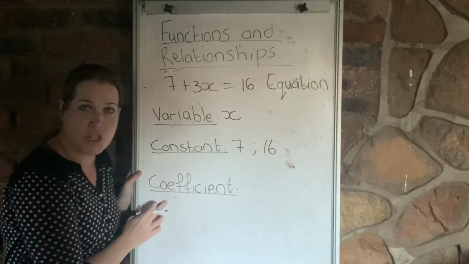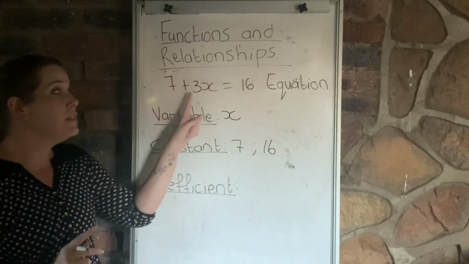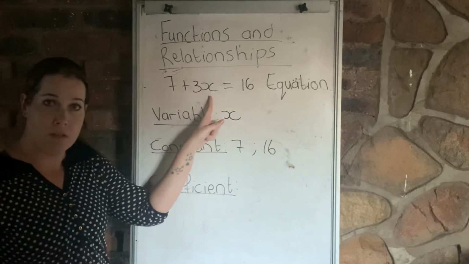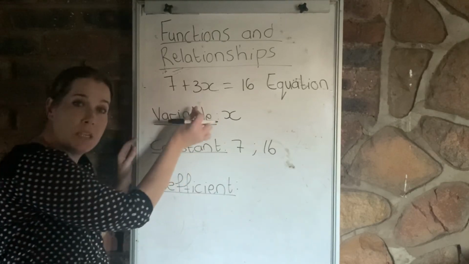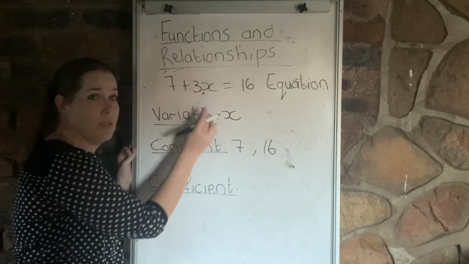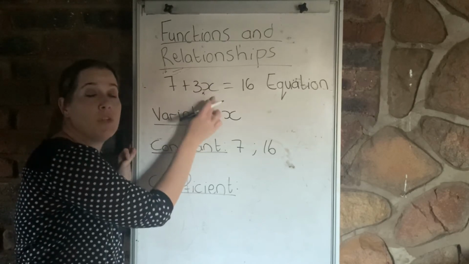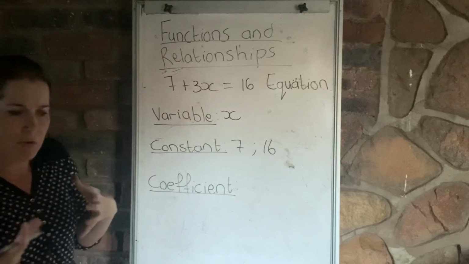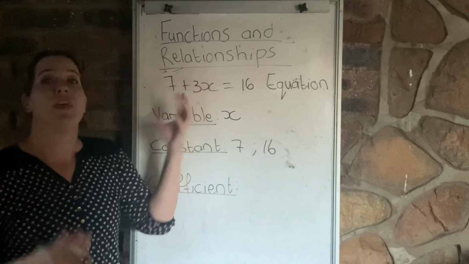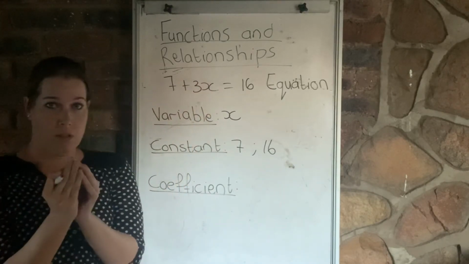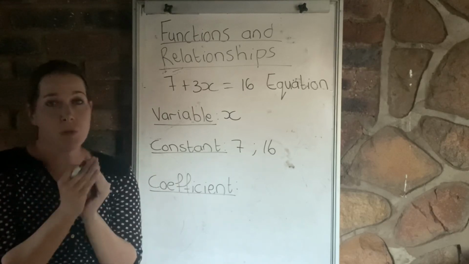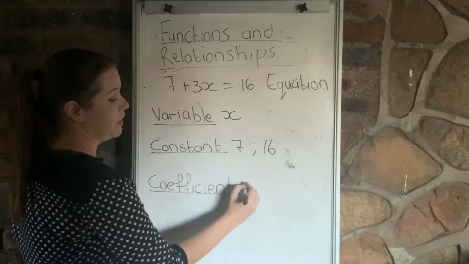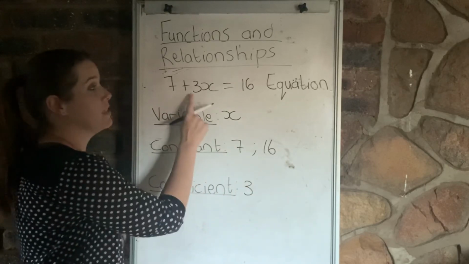Now, a coefficient is very important. That is the number that's being multiplied by your variable. Now remember, if there's nothing in between, it's like there's a times. So this is 3 times something. We have to work out what that something is. So another way to remember it is it's the number that's attached to your variable. But remember, because there's nothing in between, it's a times. So a coefficient here will be the 3 because it's attached to the x.